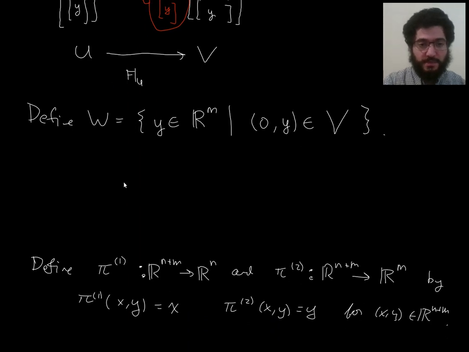So actually I need to convince you that W is open and that it contains y naught. So W is an open neighborhood of y naught. Let's start with containing y naught. Why does W contain y naught? For y naught to be in W, I need 0, comma y naught to be in V.